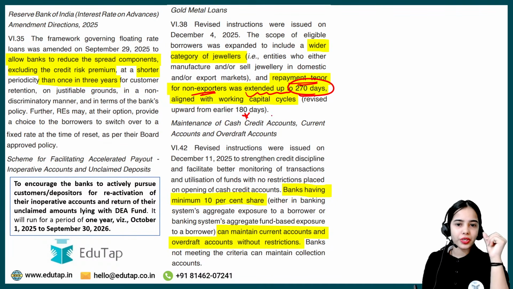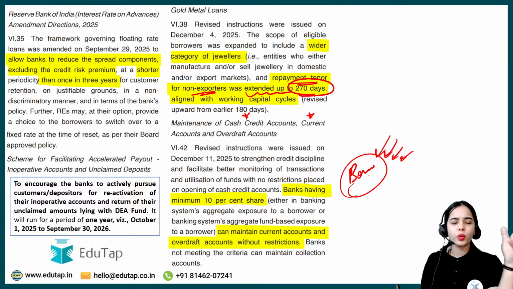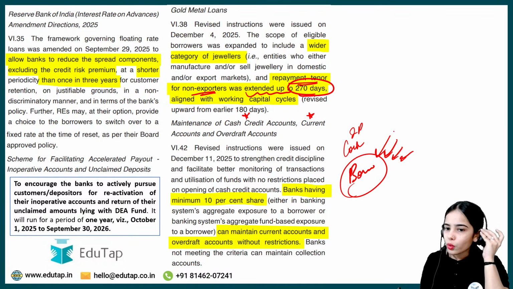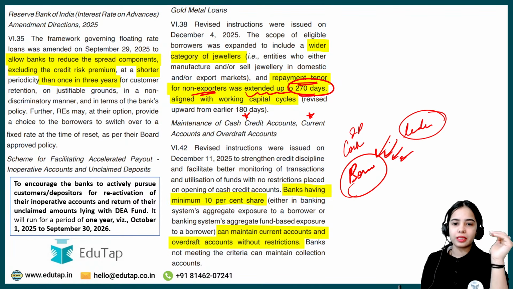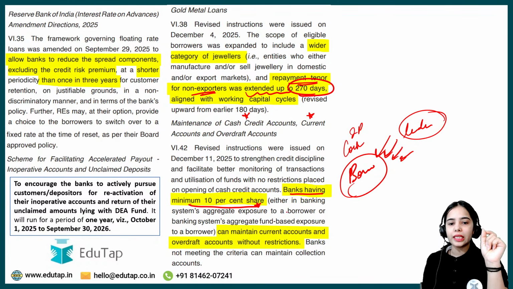Next is maintenance of cash credit accounts, current accounts and overdraft accounts. Let's say there is a borrower that has taken loans from multiple banks, under a co-lending arrangement or under different lending arrangements. The borrower has taken a corporate or infrastructure project loan from multiple different lenders. So this is a borrower of multiple different lenders. Now it has been said that banks having a minimum of 10% share either in the banking system's aggregate exposure to this borrower or the banking system's aggregate fund based exposure to this borrower.